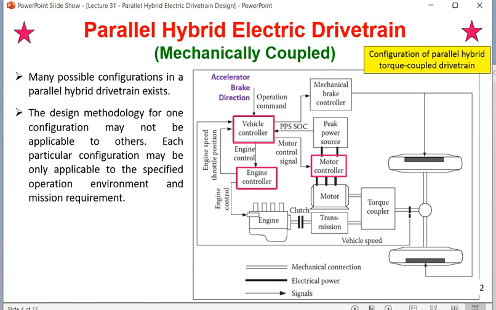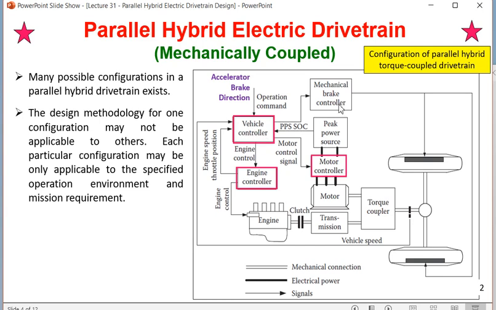Now this peak power source is actually giving electrical energy to the motor controller, and through the motor controller the electrical energy is going to the motor. Now this motor is converting the peak power source electrical energy into mechanical energy. Motor control is also being done by the vehicle controller. You can find this arrow. The vehicle controller is also controlling the mechanical brake, so anti-lock braking system, mechanical brake, and vehicle speed. All these inputs are coming to the vehicle controller.